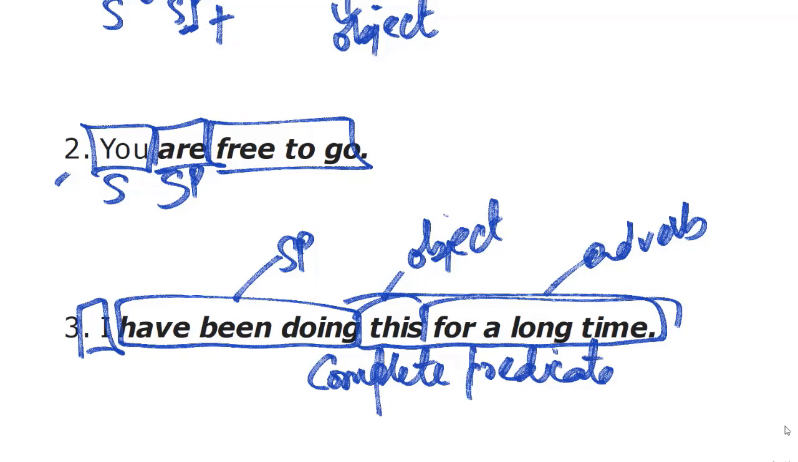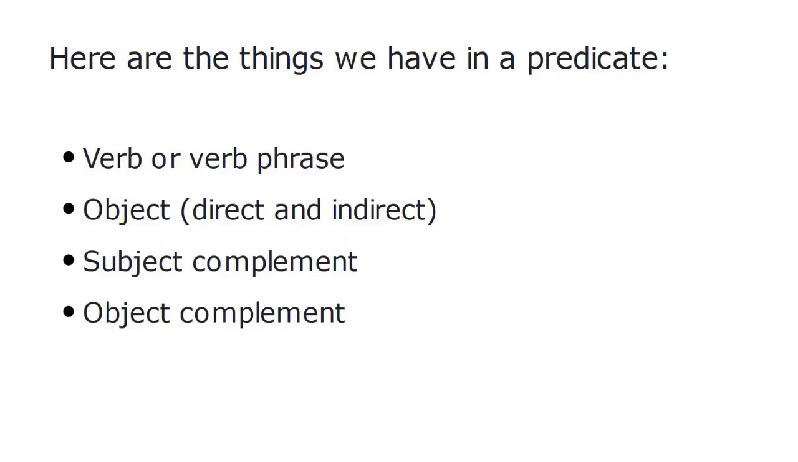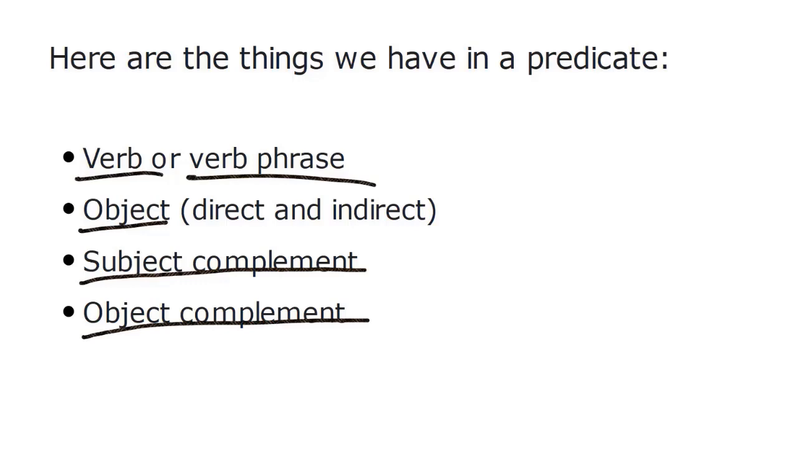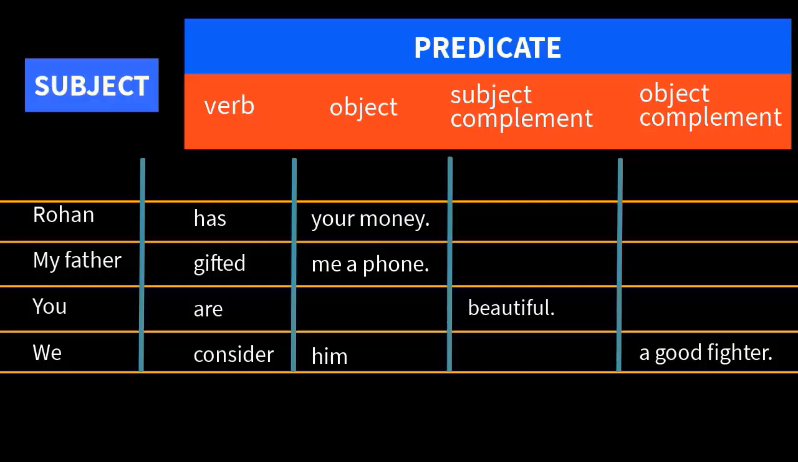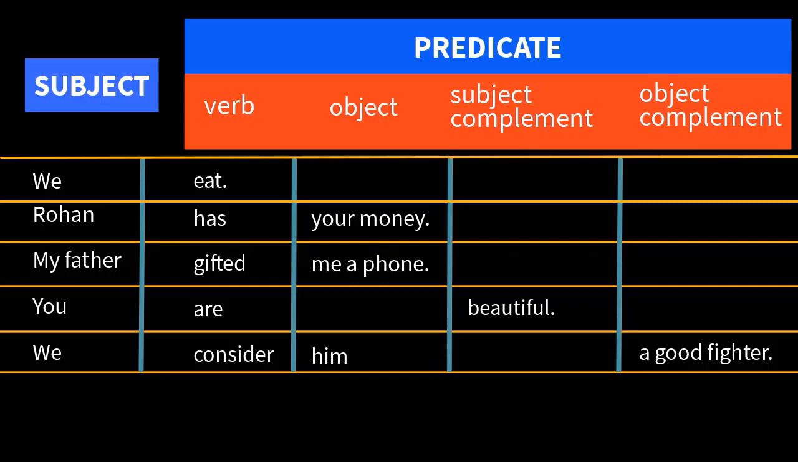Now let's understand what we have in a predicate. What are the things that we have in a predicate? Number one, verb or verb phrase. It can be just a verb or a verb phrase. An object can also be a part of a predicate. Sometimes it has to be in it, right? You cannot take it out. I'll show you the time. I'll show you when. Subject complement, it has to be a part of a predicate if the verb is a linking verb. I'll show you when. And the last one, object complement. Yes, sometimes it is needed to complete a sentence, to make it grammatical, and to render the meaning you want to render.